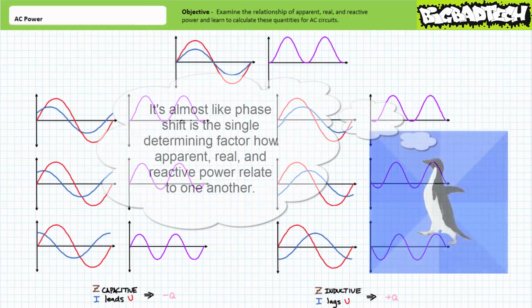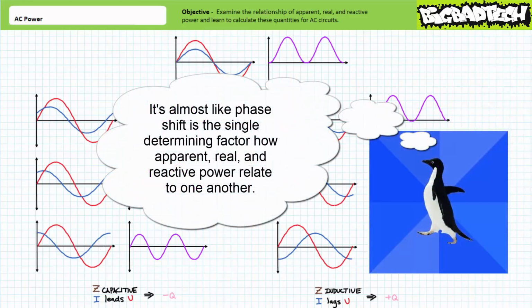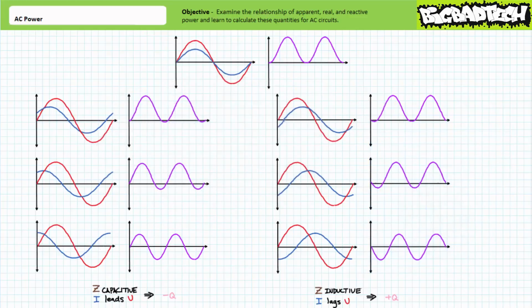If the thought, it's almost like phase shift is the single determining factor in how apparent, real and reactive power relate to one another, even remotely crossed your tiny, tiny little mind, I will grudgingly admit you are not nearly as dumb as you look. For those failing to make this connection, let me explicitly point out a very important observation. Apparent power can be allocated into either real or reactive portions where the degree of relative phase shift between current with respect to voltage determines this proportionality.